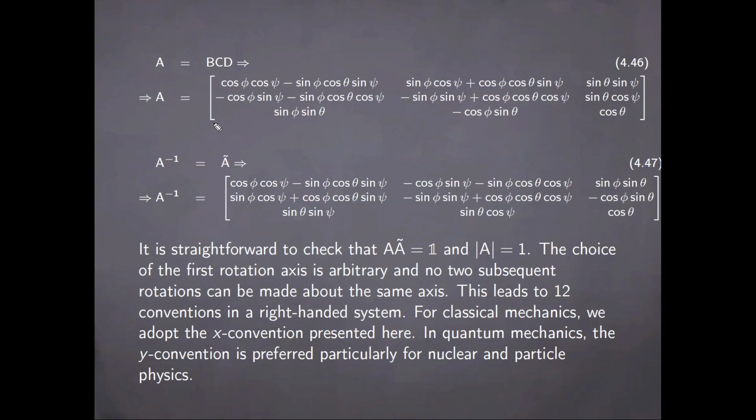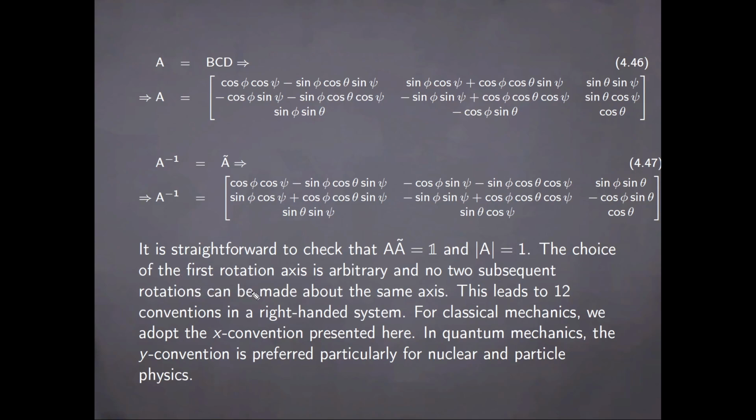Now, in order for things to follow logically, you can, for example, calculate the transpose of A to obtain the matrix here, and then it is straightforward to check that A multiplied with its transpose is equal to the identity matrix. So the transpose is equal to the inverse of the transformation. And furthermore, it's also very straightforward to show that the determinant of the matrix A is equal to 1.